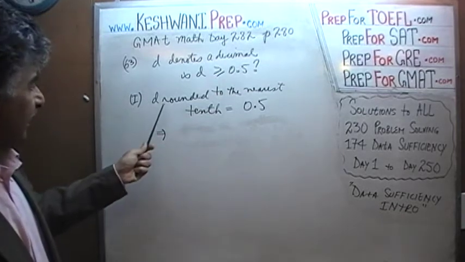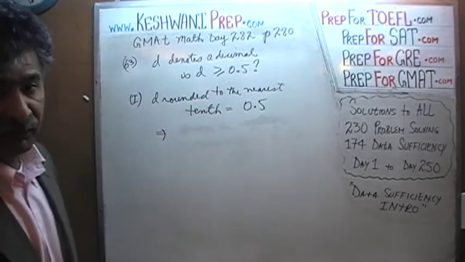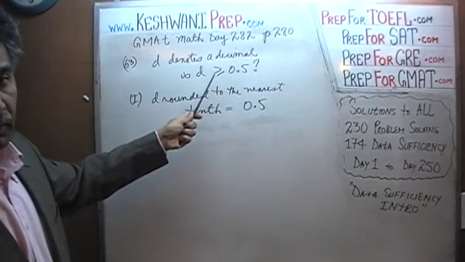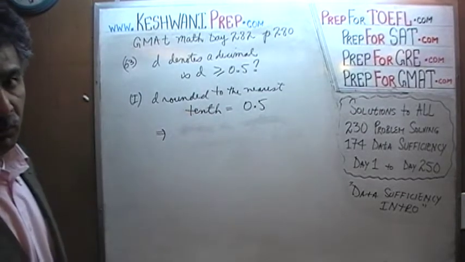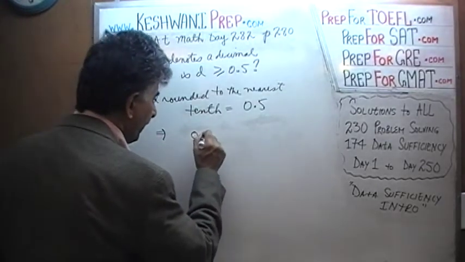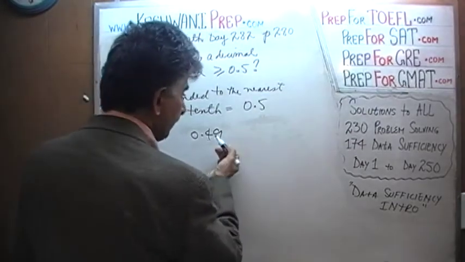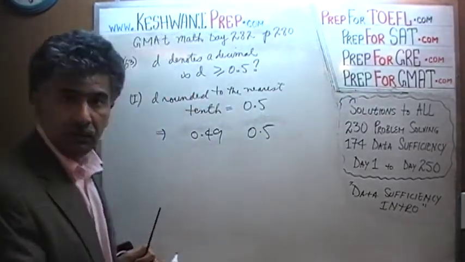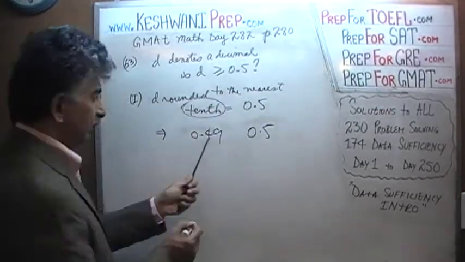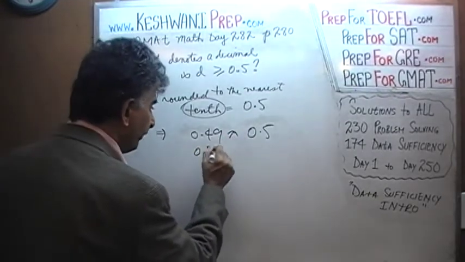In the first statement they're telling us that D, if we were to round it to the nearest tenth, gives us 0.5. Is this information enough for us to be able to answer the question if this decimal is more than or equal to half? Well, let's find out. For example, if we had 0.49, rounded to the nearest tenth it would be 0.5, wouldn't it? Or it could also be 0.54.